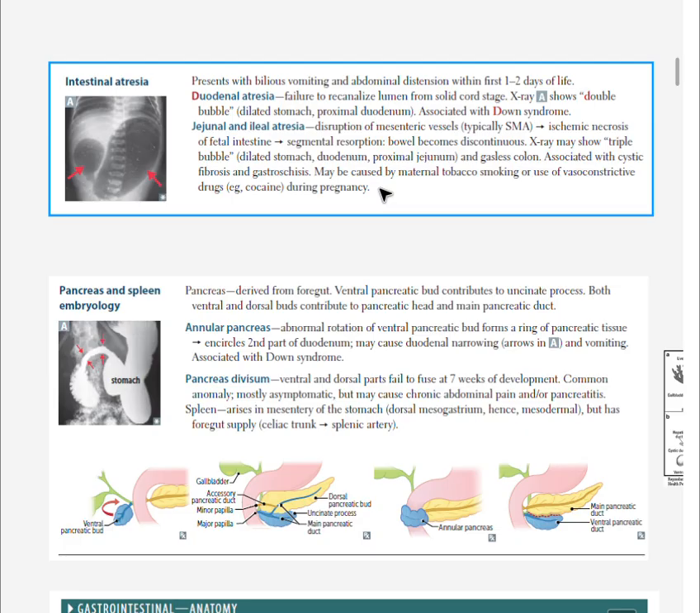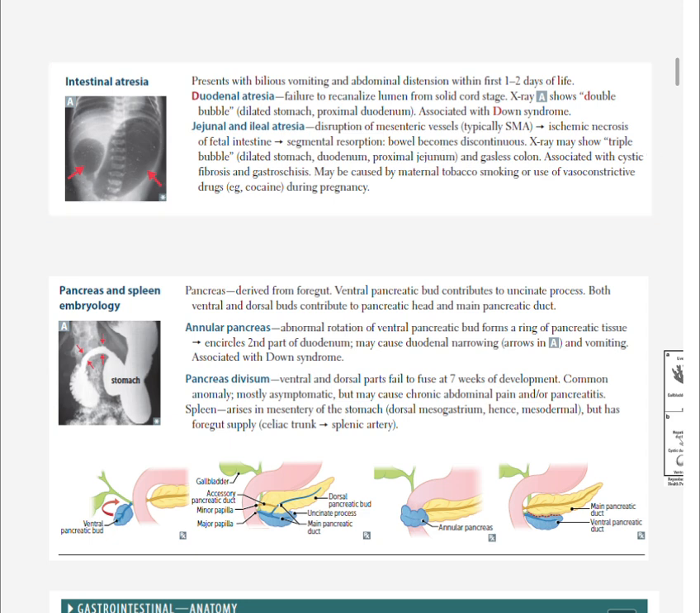And the symptoms basically appear within 24 to 48 hours of life, and there's almost always a failure to pass meconium, so the baby cannot pass its stool, right? The first thing is duodenal atresia.